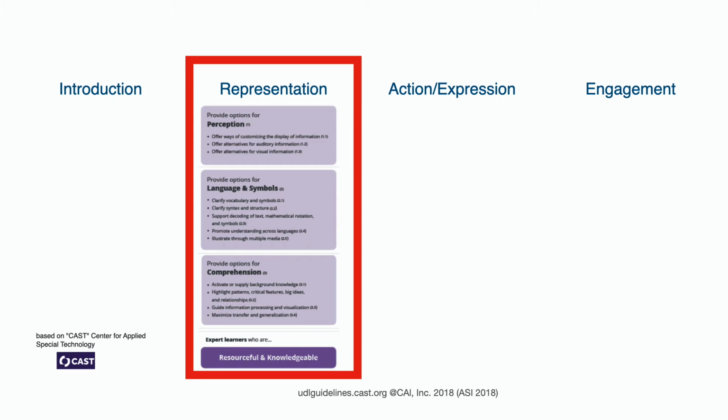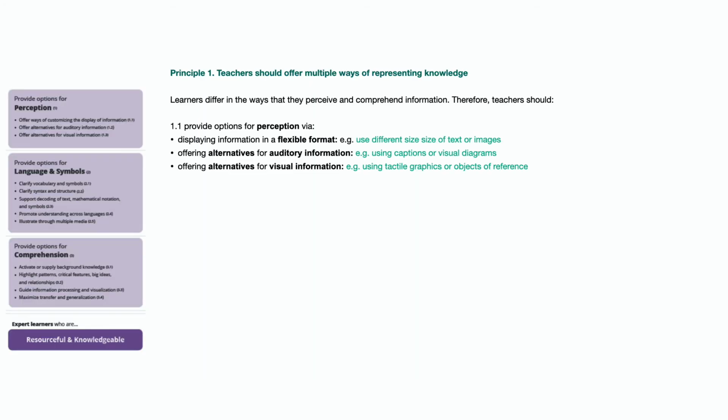We now proceed with the first UDL principle and guidelines: multiple ways of representing knowledge. Teachers should offer multiple ways of representing knowledge. As learners differ in the ways that they perceive and comprehend the information that is presented to them, teachers should provide options for perception via tangible methods and measures, such as displaying information in a flexible format, offering alternatives to exclusively auditory information, offering alternatives for exclusively visual information.